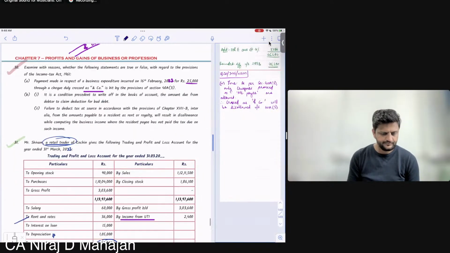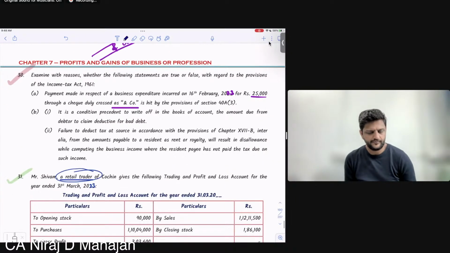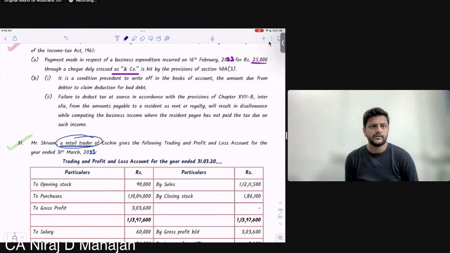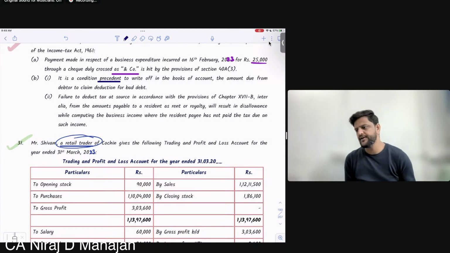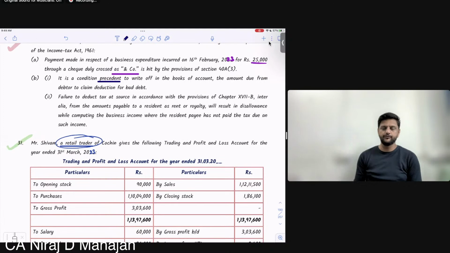Under B, B1. It is a condition precedent. Precedent means what, bachcho? Condition precedent means that has to be satisfied before, है ना? Before.